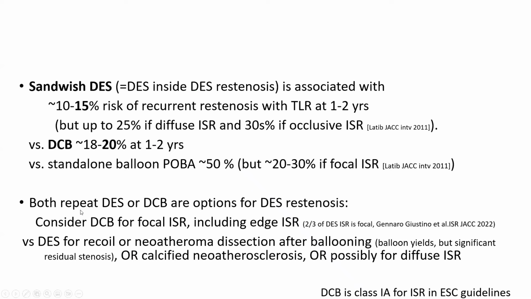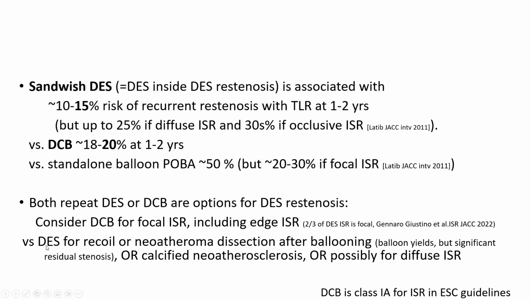And which one do you choose? Both repeat DES or DCB are options for DES restenosis. DCB should be strongly considered for focal in-stent restenosis, including isolated focal edge in-stent restenosis, keeping in mind that most DES restenosis are luckily focal. 2/3 of them are focal, so they would do very well with DCB.